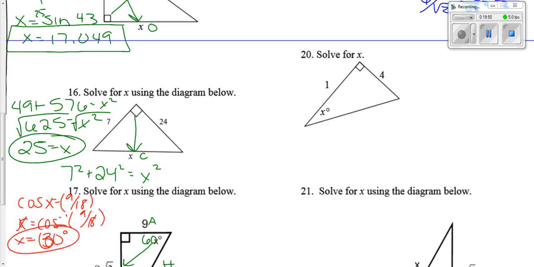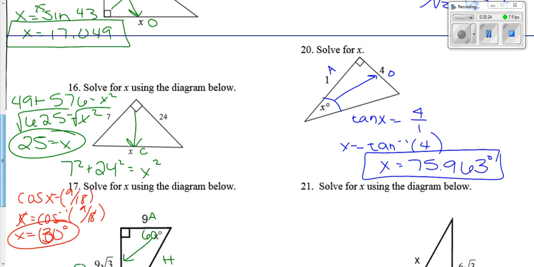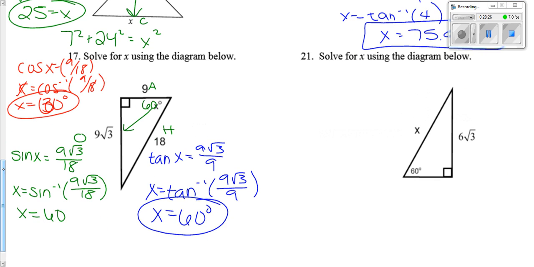Number 20, I have to use trig because I'm looking for an angle. So for this one, 4 is my opposite, 1 is my adjacent. So tangent of x equals 4 over 1. X equals tan inverse of 4. I'll put that into my calculator. I get that x equals 75.963 degrees. 21. Wait, I have a 30, 60, 90 again.